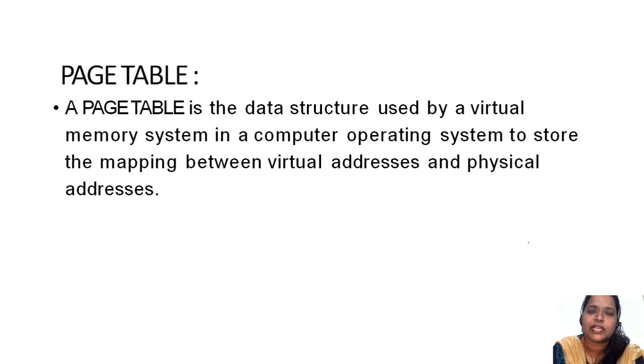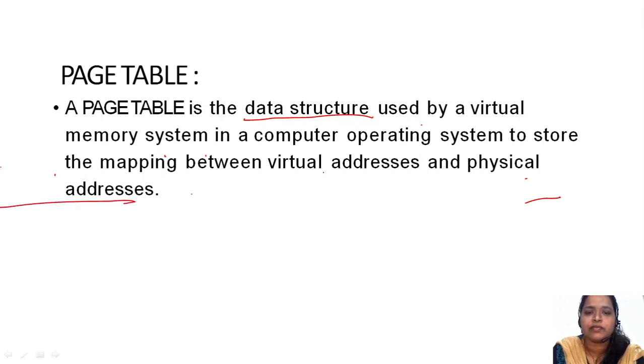So let me tell you, what do you mean by a page table? A page table is a data structure used by the virtual memory system in a computer. Virtual memory, in the sense, is logical memory. Why? Because the CPU is going to generate logical addresses. The logical address we call a virtual address, and the operating system stores the mapping between the virtual address and the physical address.